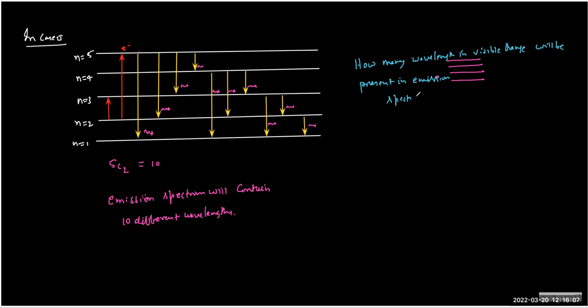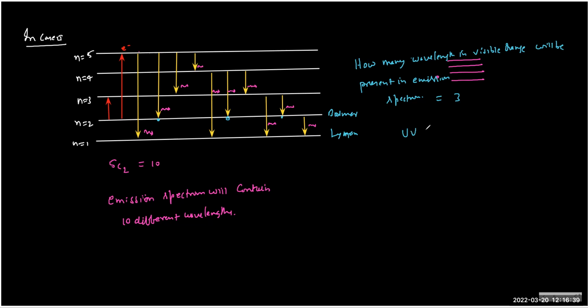Just a minute, let me complete n equals 5 to n equals 1. So visible means what? n equals 2, the Balmer series, right? This is the Lyman, which is the UV. So we can see we have only one, two, three. Only 3 wavelengths arrive at 2. So there are 3 possible lines in the visible range.